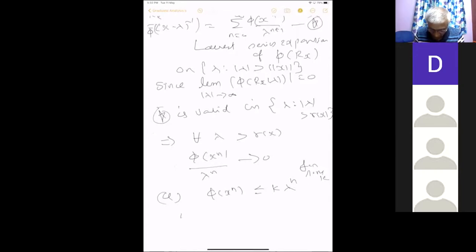Since this is true for all phi, this means it is weakly bounded. We have already seen that weakly bounded actually implies bounded, or you use the uniform boundedness principle. That's what is used to prove that weakly bounded implies this, true for all phi in A star. This is true by the uniform boundedness principle.